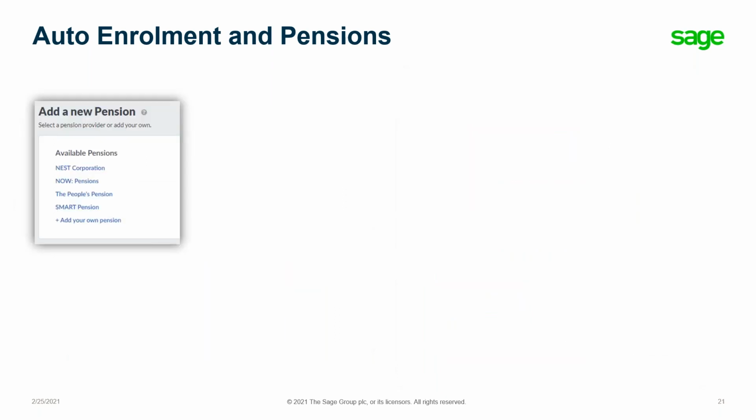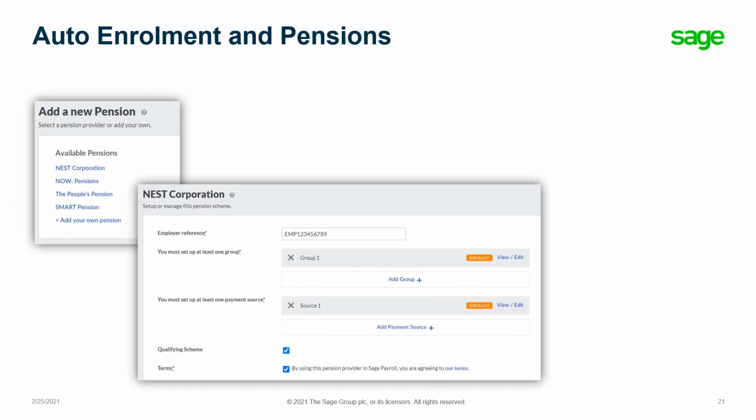So as you can see, there were some pension providers that you could select, or you could add your own. You'd need to enter any references that you had and set up pension plans or groups. And if you are with Nest, you would need to ensure that any groups or sources that you set up in Sage exactly match the settings when you created them on the Nest portal. So the same case, same percentages, etc.